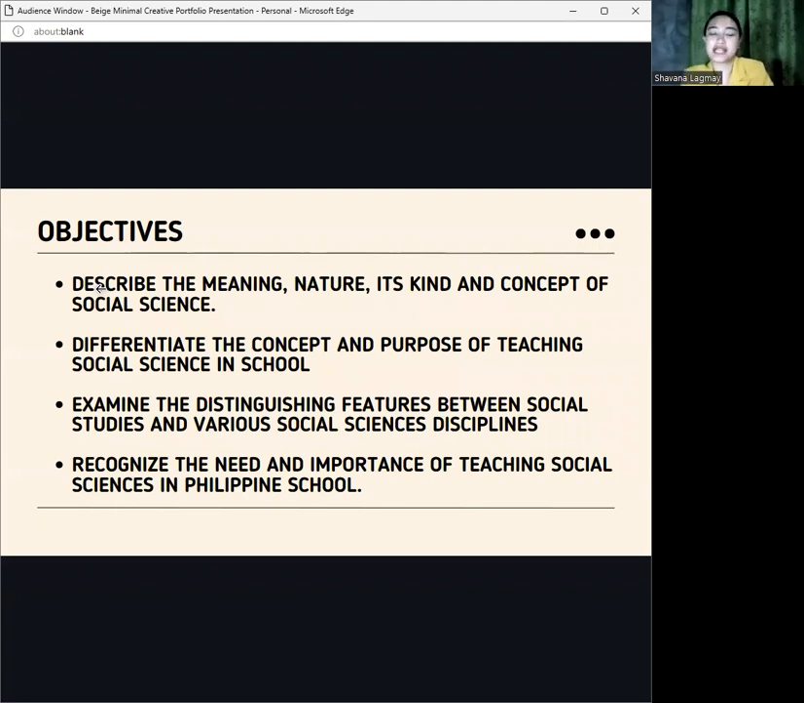Before we start our discussion, here are our objectives. The first one is to describe the meaning, nature, kinds, and concept of social science. Differentiate the concept and purpose of teaching social science in school. Examine the distinguishing features between social studies and various social sciences disciplines. And the last is to recognize the need and importance of teaching social sciences in Philippine schools.